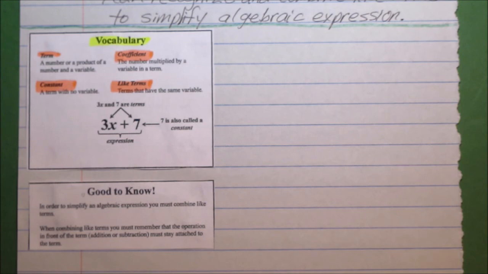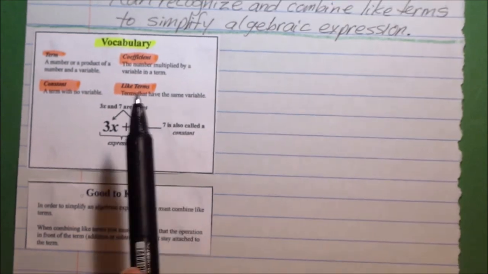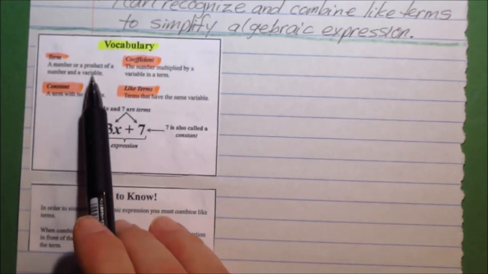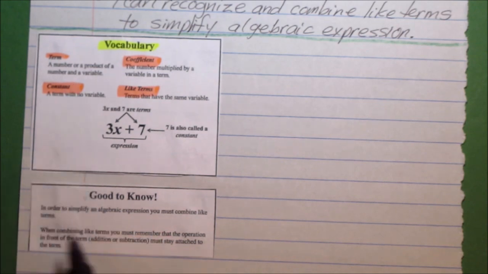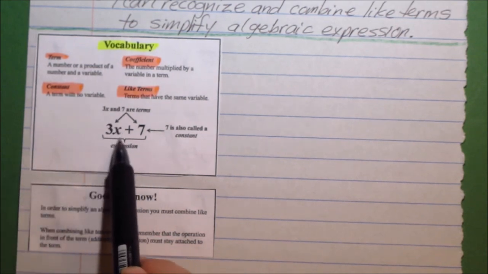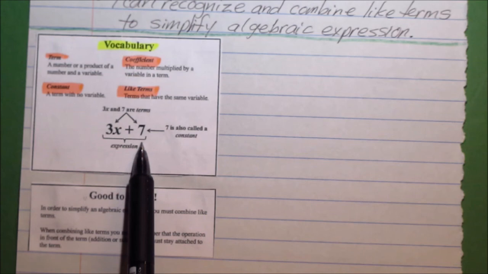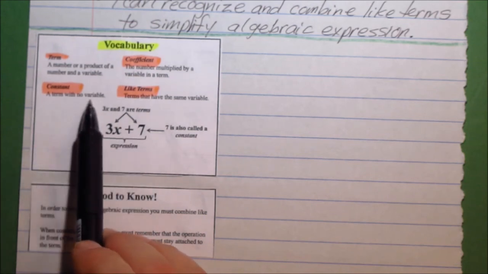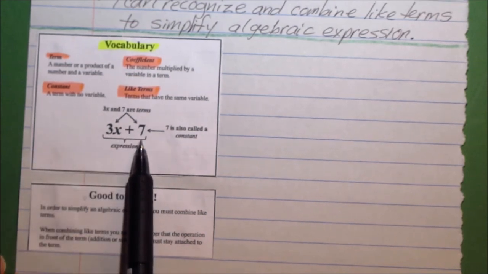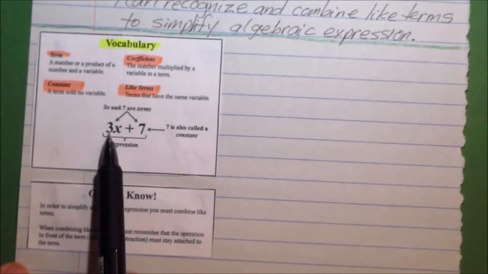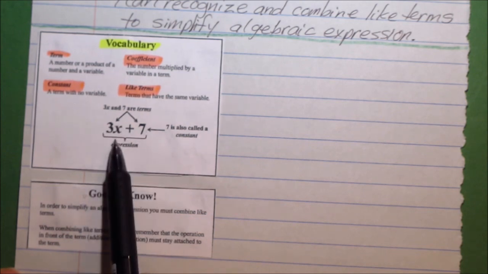So, a term. A term is a number or a product of a number and a variable. So 3x is a term. 7 is also a term. It's a number. But 7 is a special kind of term called a constant. That is a term with no variable. So if you have a number that does not have a variable, like this 7 here, that is called a constant. All right? This number with a variable is a term, but not a constant because it has a variable.